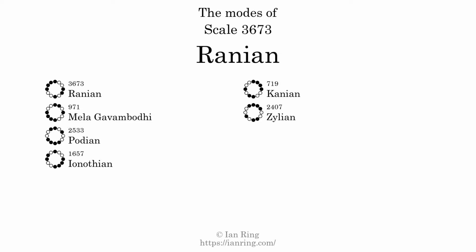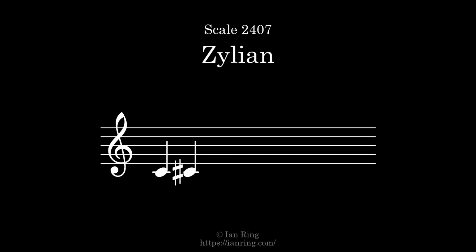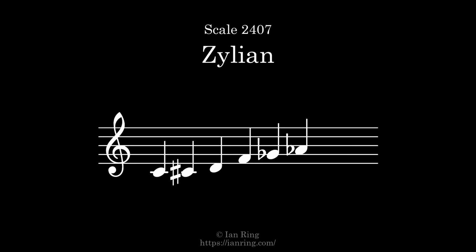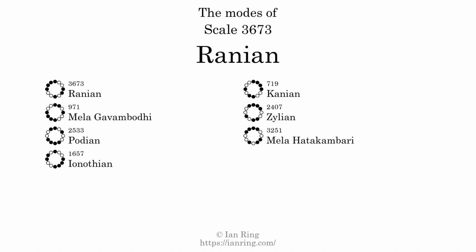The sixth mode is scale 2407, also known as Zalian. It sounds like this. The seventh and last mode is scale 3251, also known as Mila Hatakambari. It sounds like this.